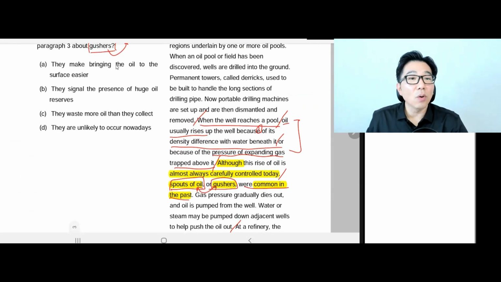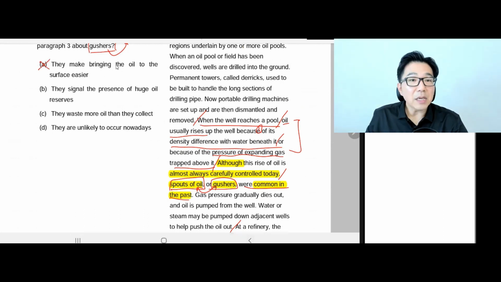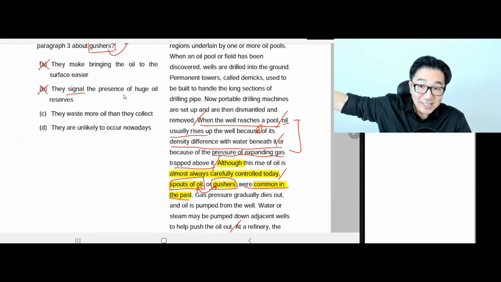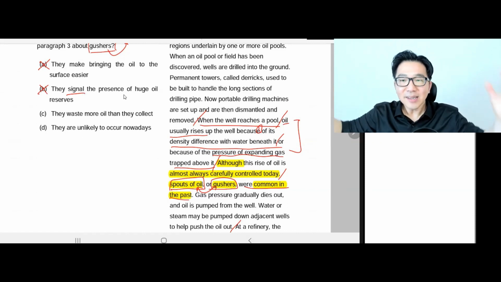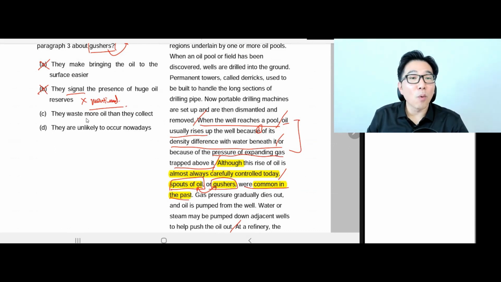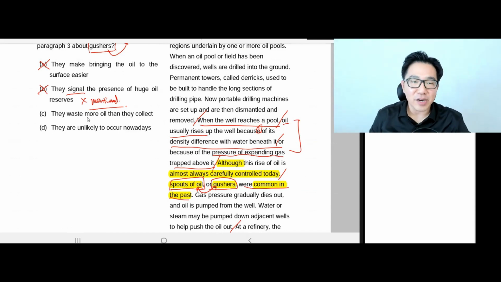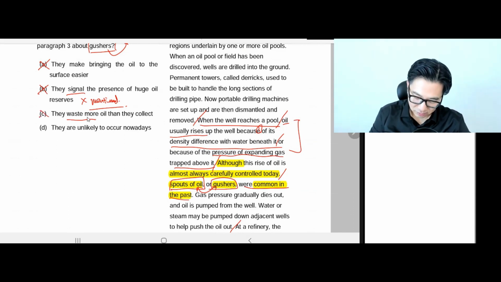A, they may bring the oil to the surface easier. Nope, nothing to do with being easier or harder. B, they signal the presence of a huge oil reserve. Okay, maybe in reality, but it's not mentioned in the passage this way. C, they waste more oil than they collect, because gosh, oil gets sprayed everywhere, they waste all this oil. Not mentioned. D, they are unlikely to occur nowadays. Today.